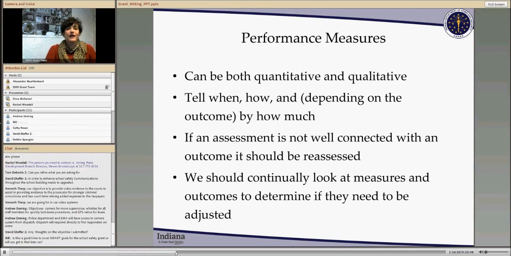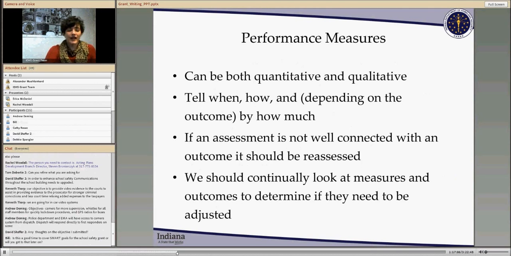Performance measures. And again, the measures are telling you how you're making progress at achieving your objectives. They can be both quantitative and qualitative, and those are the measures that tell you when, how, and depending on your outcome, by how much things have changed since the beginning of the grant period. If you have an assessment that's not well connected with an outcome, you should probably reassess it.